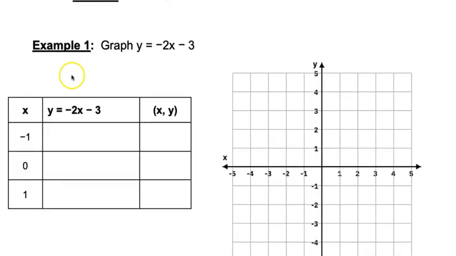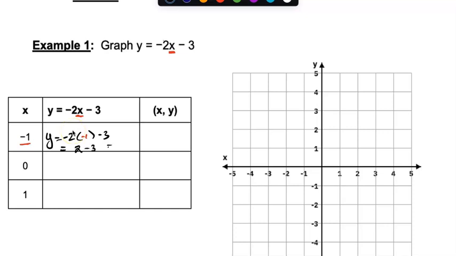All we're going to do is let those be our x values, and in this equation, we're going to substitute them in for our x. So it looks like this: y equals negative 2, and instead of x, we substitute in negative 1, and then minus 3. Now all we have to do is simplify. Negative 2 times negative 1 is 2. 2 minus 3 is negative 1.